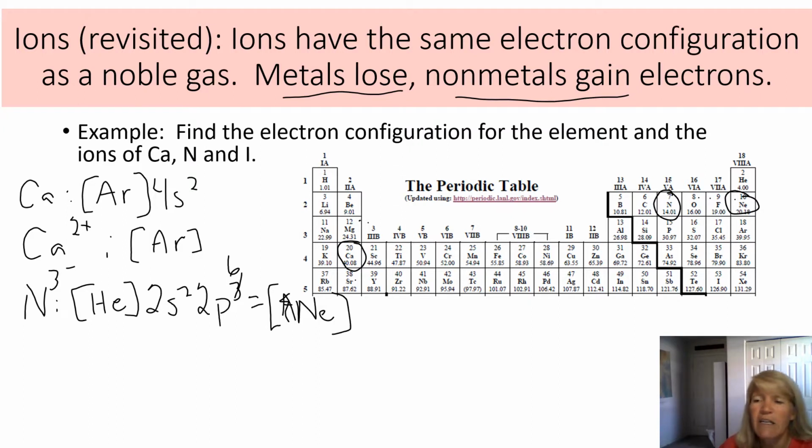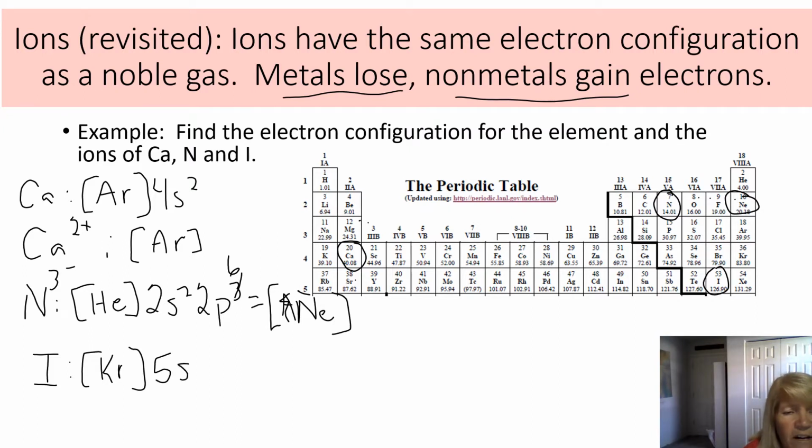All right, what about iodine? You try it first and then turn the video back on. So iodine without a charge is Kr, the noble gas before it, and then we do row 5: 5s2, 4d10, 5p, 1, 2, 3, 4, 5, 5p5. So what do you think iodine is going to do to become an ion?